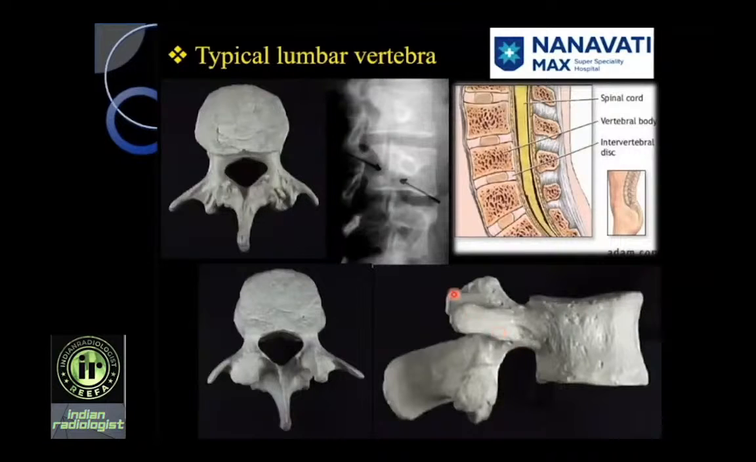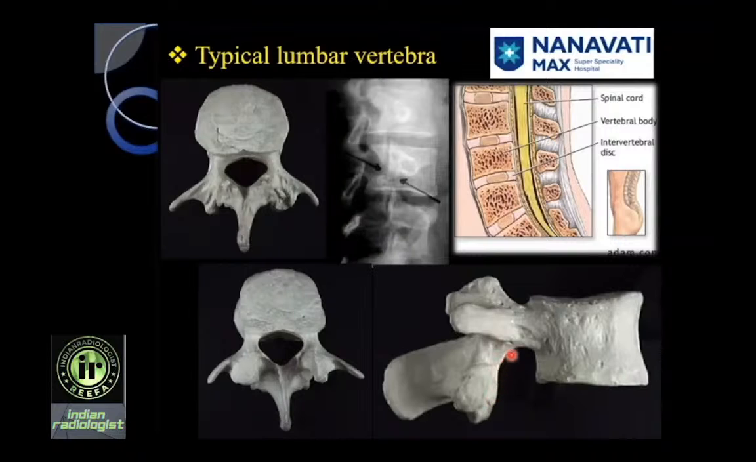Before we go on to lumbar spinal MRI anatomy, we'll look at X-ray and a bone as to how a vertebra looks. So this is the top view and side view of a dried bone of vertebral body L4. So this is the vertebral body, this is the pedicle, this is the transverse process, this is the mammillary process, lamina, spinous process, and this is the spinal canal. From the side view, you can see the superior and inferior articular facets very well.